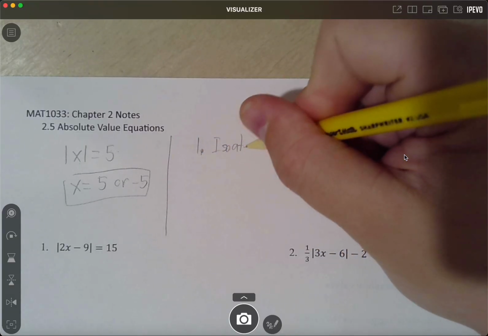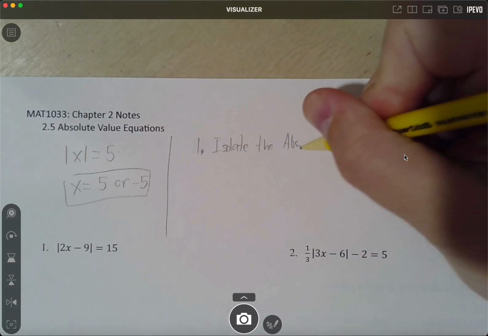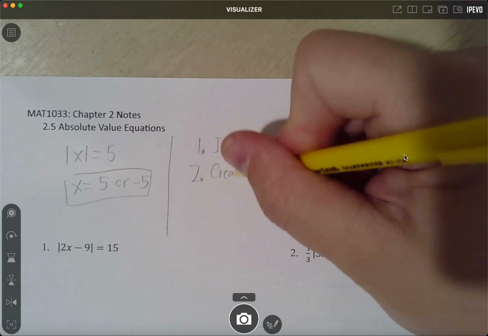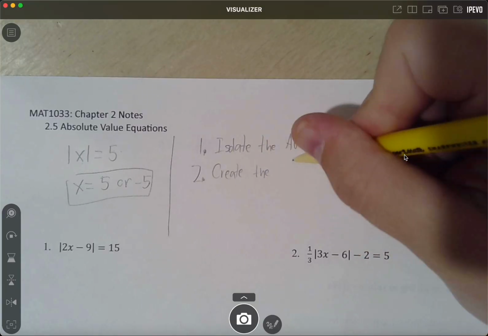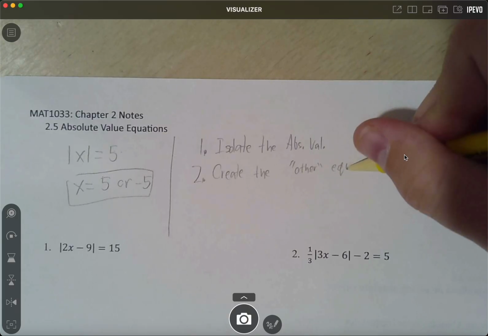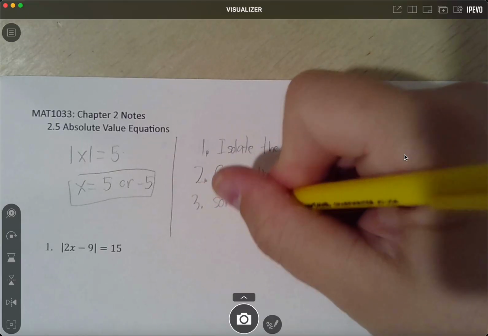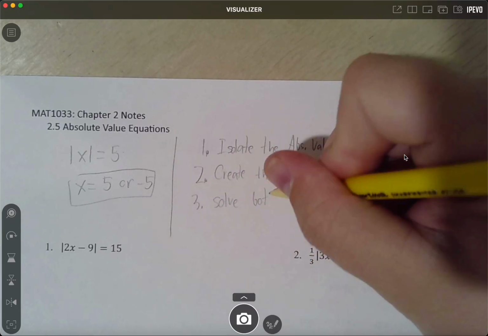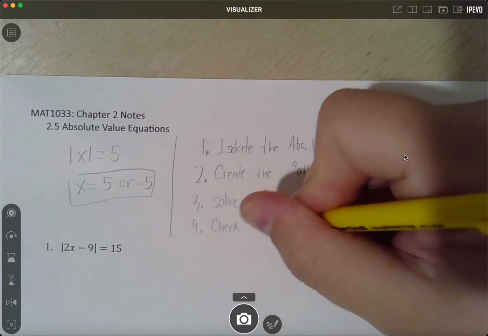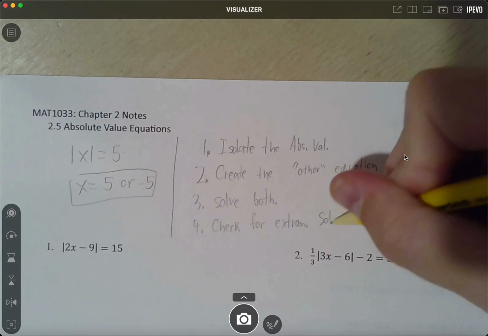First is isolate the absolute value. Two is create the other equation. Maybe a better way to say that is create the negated equation. Next, solve both. And four, check for extraneous solutions.